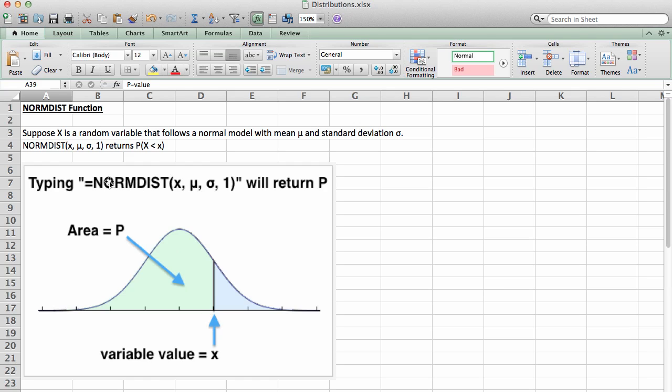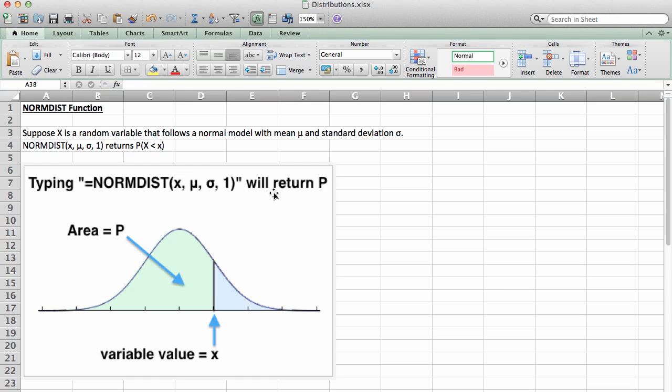The way it works is you just type NormDist, open parenthesis, you feed it the x value in question, you give it mu, which is the mean of the normal model you're interested in working with, and sigma, which is the standard deviation of the normal model, and then the number 1. This fourth component here is a toggle, really. It's either a true or a false, but we'll have no occasion in this class to use anything in that position besides the 1. So once you give NormDist the x value, mean, and standard deviation, it will return for you the area under the normal curve to the left of the x value you gave it.